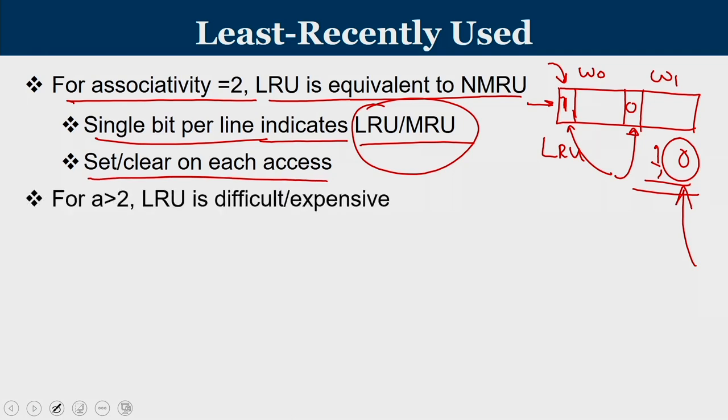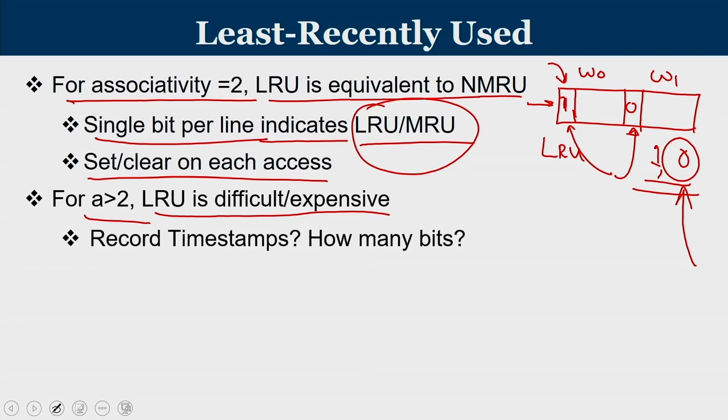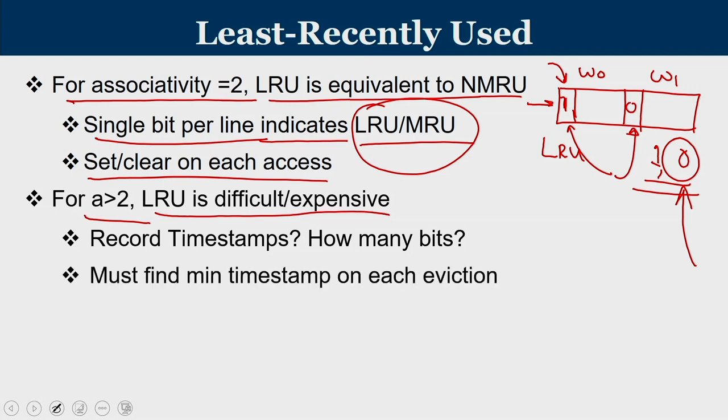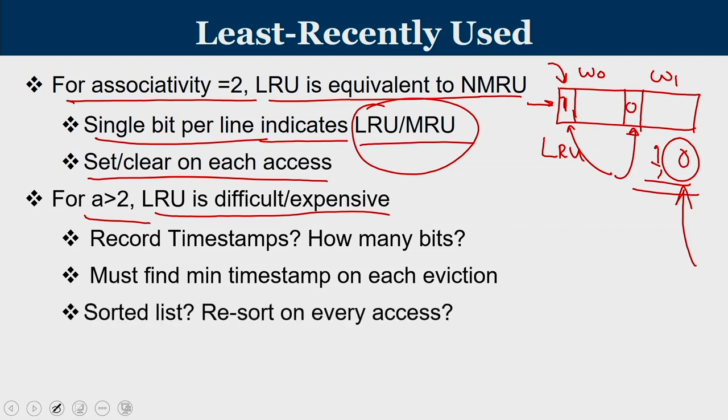Now, the question is, when associativity is bigger than 2, let us say 4-way or 8-way associative, the single bit scheme will not help. So, LRU is a little difficult and expensive. Then we have to record the timestamp at which each of them was referenced, and then sort these timestamps at the time of eviction. There are different timestamps for each of these ways, and you have to sort them and find out which has the minimum one. So, sorting and resorting has its own overhead. It can also be done with a shift register implementation.